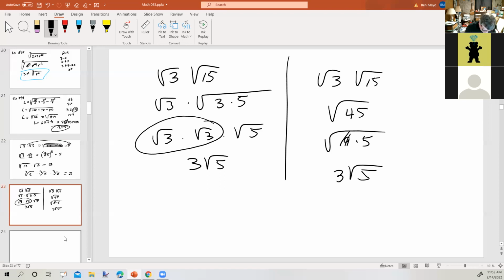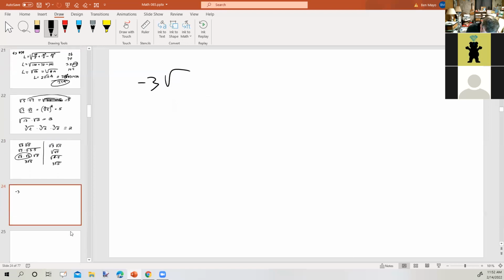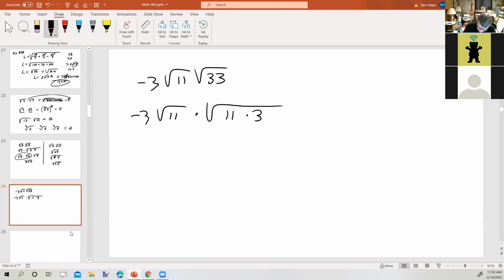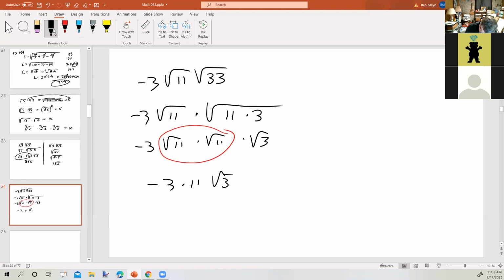Okay, how about this one? -3 square roots of 11 times the square root of 33. Well, that's -3 times the square root of 11 times the square root of 11 times 3, which is -3 square roots of 11 times the square root of 11 times the square root of 3. But isn't that just 11? So I get -33 square roots of 3. Any questions about what I'm doing?